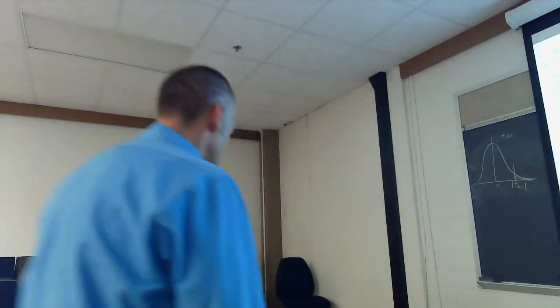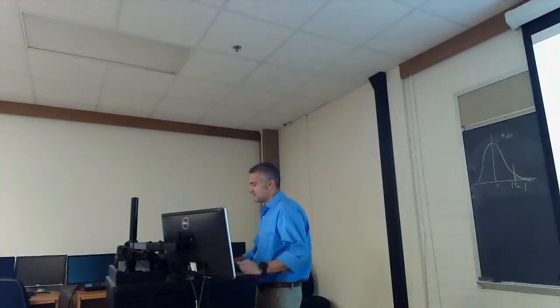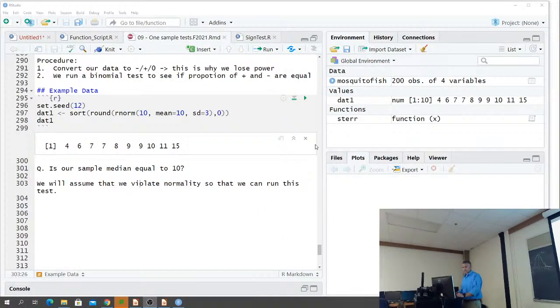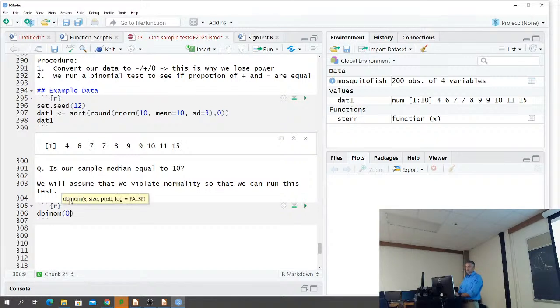Pretty easy, actually. So we've used equations. So we've converted it. So we can very easily do d binom of 0, where size is 9 and the probability is 0.5.